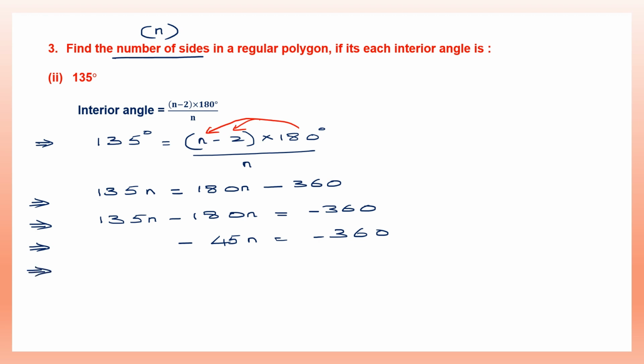Now let's find the value of only n. n is equal to minus 360 divided by minus 45. Now we can cancel first the minus signs. Then 360 can be divided by 45. 45 ones are 45. 45 into 8 is 360. So now we have found the value of n. n is 8. That means we have found the number of sides of this polygon whose interior angle is 135, and the answer is 8. It has 8 sides. This is the answer.